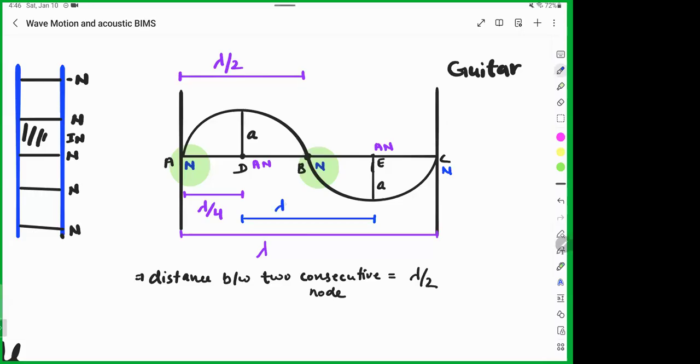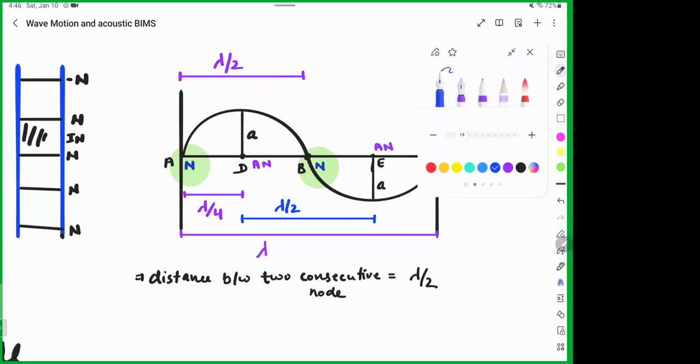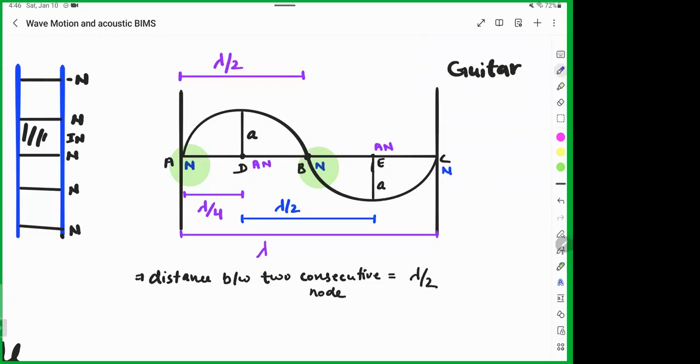Sarah, can we say it will be lambda by 2 from D to E? Because if A to B is lambda by 2, from A to E it will be 3 lambda by 4. Correct?